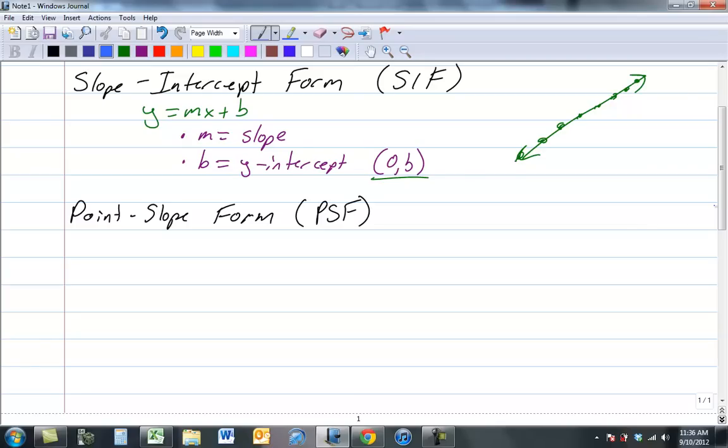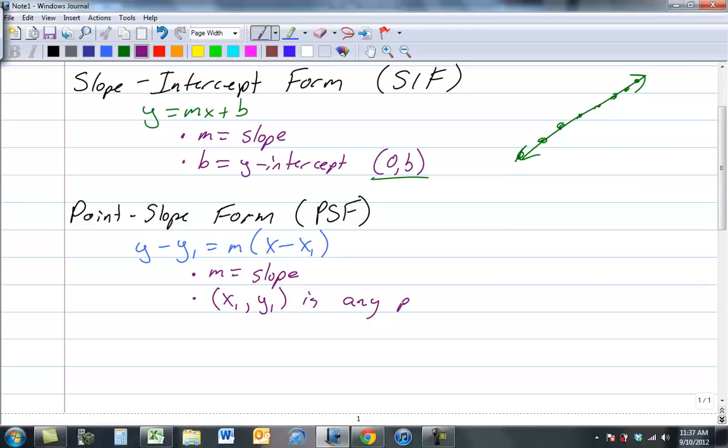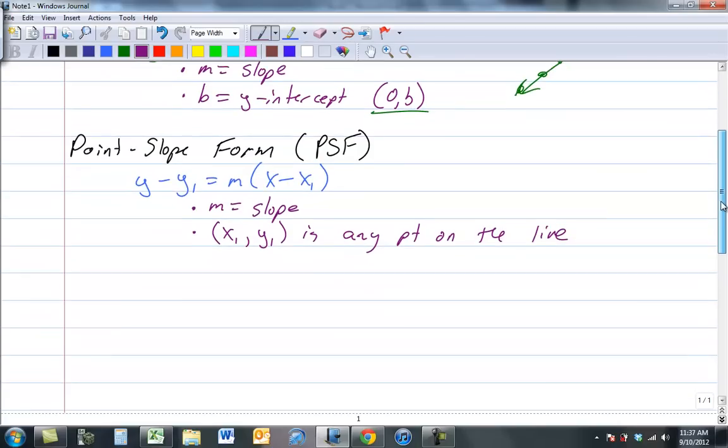But the formula for point-slope form is y minus y sub 1 equals m times the quantity x minus x sub 1. Now, m, of course, is the slope. But here's the magic of point-slope form. The point (x sub 1, y sub 1) is any point on the line. All right, slope-intercept form, you have to have the y-intercept. But in point-slope form, you can use any point you want. I love that about point-slope form.